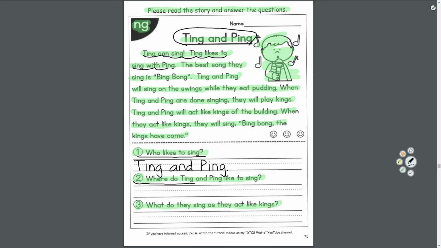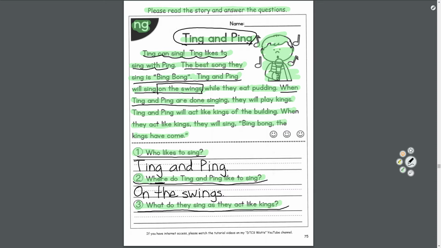Number 2, where do Ting and Ping like to sing? Where do they like to sing? The best song they sing is Bing Bong. Ting and Ping will sing on the swings. On the swings. Uppercase. On the swings. Period. Number 3, what do they sing as they act like kings?